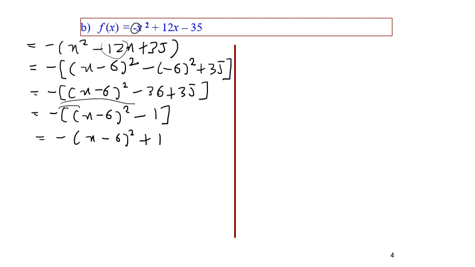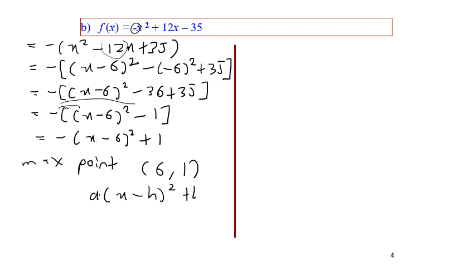So from here, we will get maximum or minimum. Yeah, x squared is negative, so it is a maximum. Okay, so the maximum point here is 6, 1. Okay, because the standard form is like this. So negative negative, so here should be 6, not negative 6, right? Alright, so since we already get the maximum point, now we can sketch the graph.